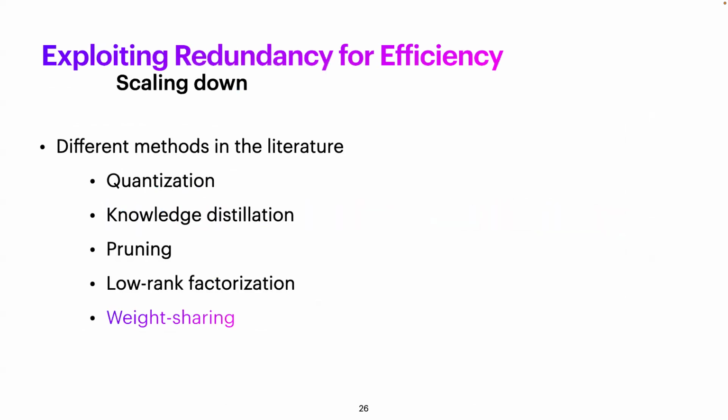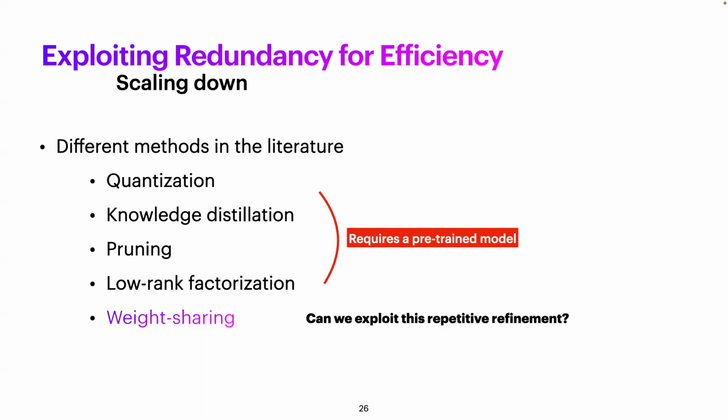To do that, you have different methods in the literature: quantization, knowledge distillation, pruning, low-rank factorization, and weight sharing. But we noticed that all of these except weight sharing require a trained model, and that's not what we want. We want to train a model that is small in the first place, from scratch. So that's why we decided to focus on weight sharing, also because the shared adapters were working, so we thought, let's keep going with this experiment. Since we have weight sharing, we can do this repetitive refinement, and we were thinking maybe we can exploit this.